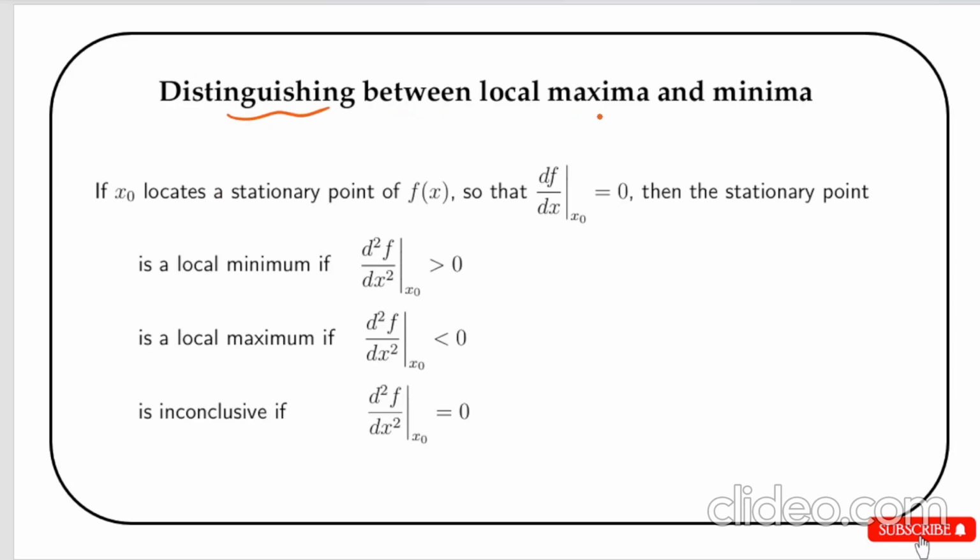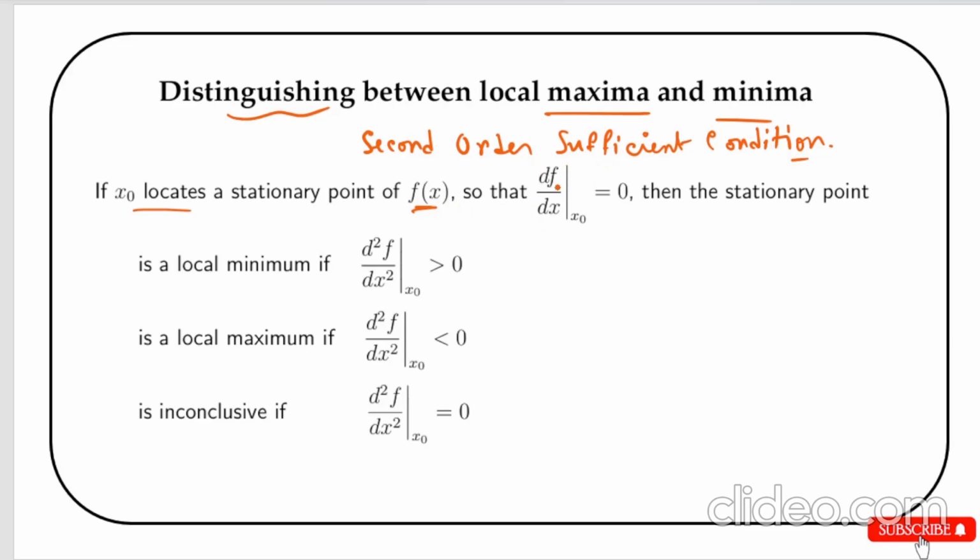Now for distinguishing between these two, you have to find out the second order sufficient condition, which you also call the second derivative test. Suppose you have x naught as the stationary point of this function, so you have found df/dx, and you see that at the value x naught, df/dx is 0, the tangent is parallel to the x-axis, so you know that that is a stationary point.